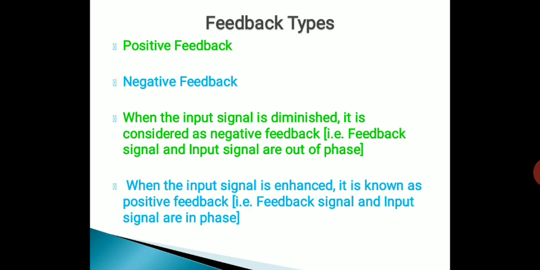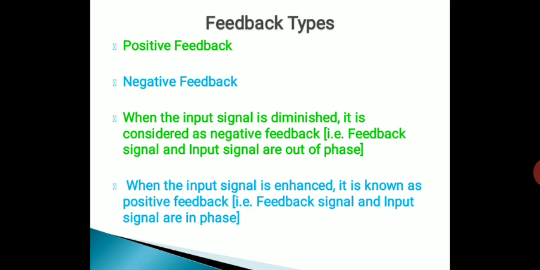Similarly, when the fraction of output energy given back to the input is out of phase with respect to the source input signal, the effective input applied to the amplifier will be diminished, and this feedback is called negative feedback. So positive feedback will increase the effective input, hence it enhances the input, whereas negative feedback will decrease the input, that is, it diminishes the input. So we have two different types of feedback: positive feedback and negative feedback.